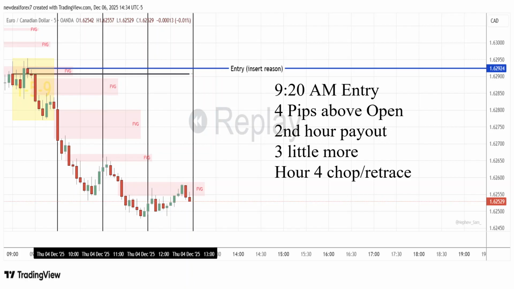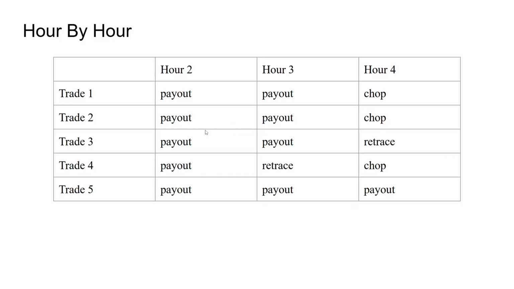Sometimes hour 4 can be hit or miss. So if we go back to our chart, I just make a note of it. Okay. Did it chop? Hour 4, it shows a lot of chop, retrace, chop.